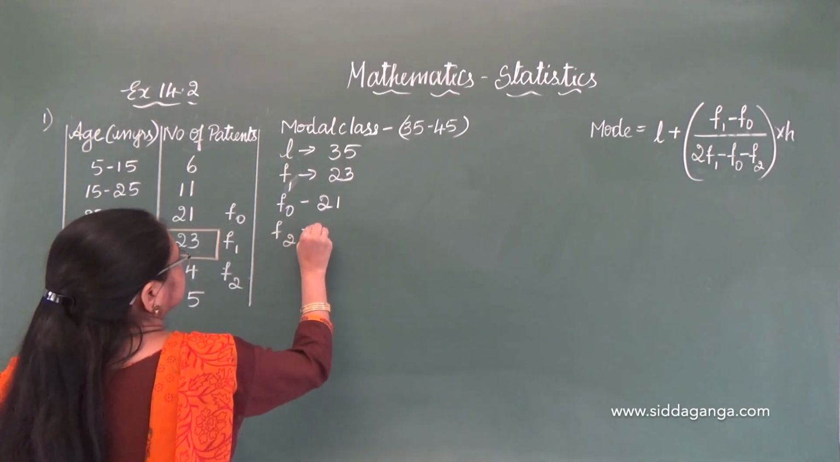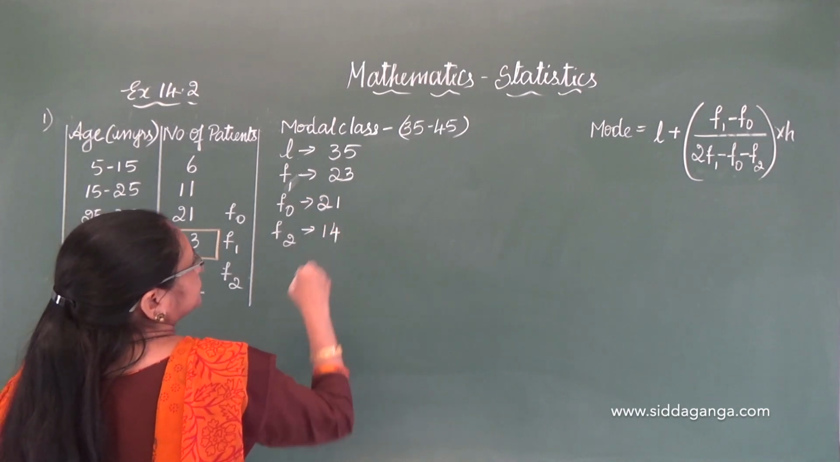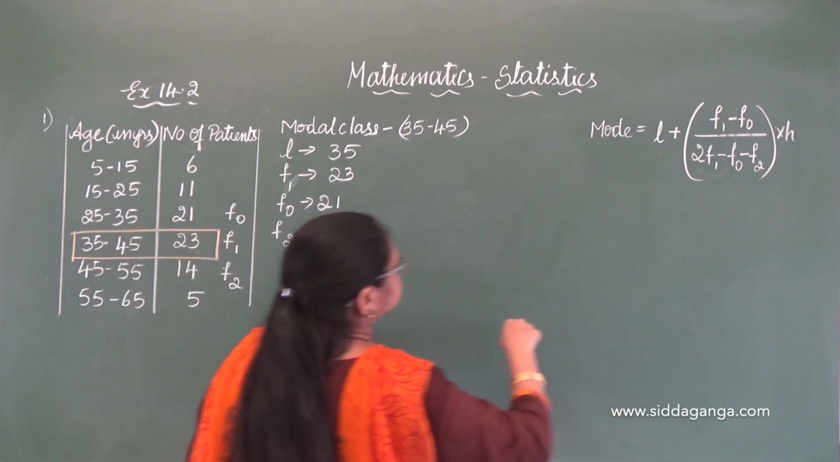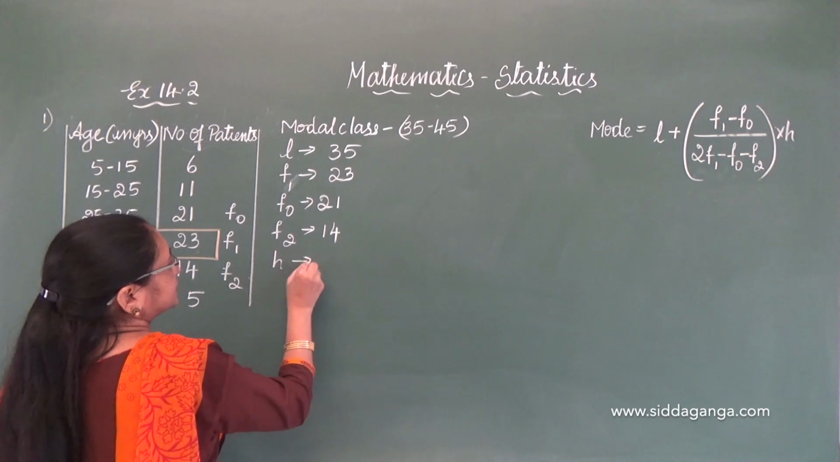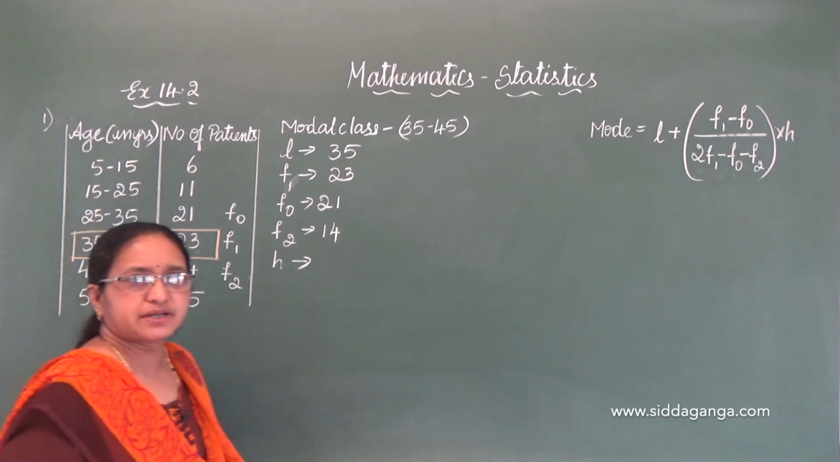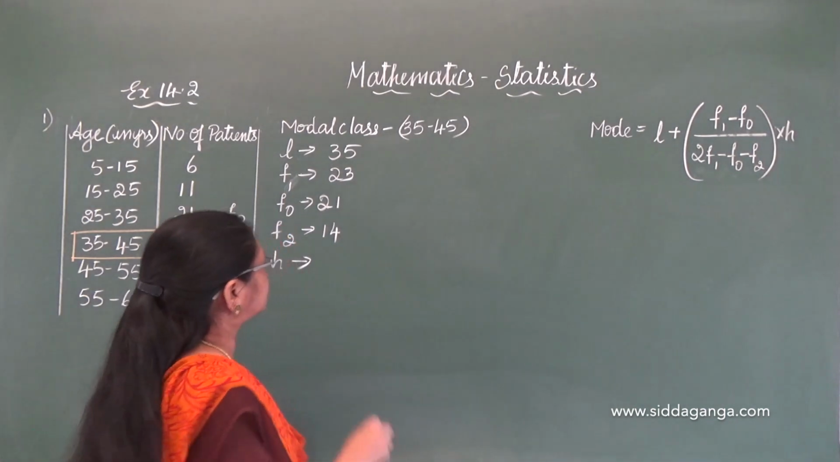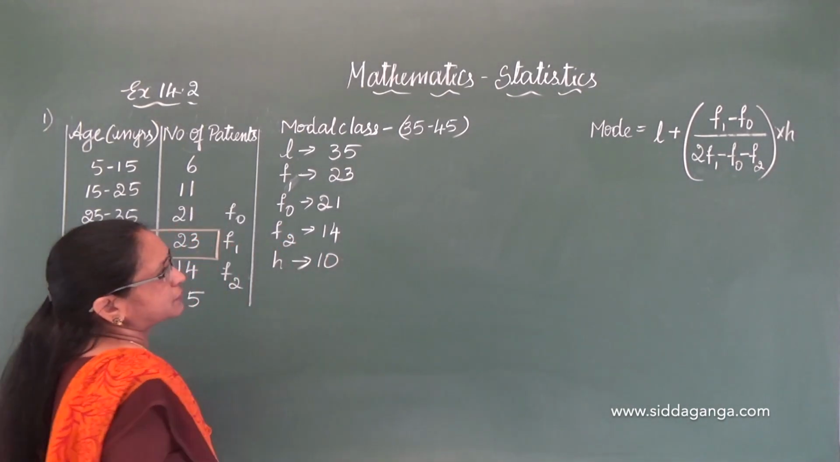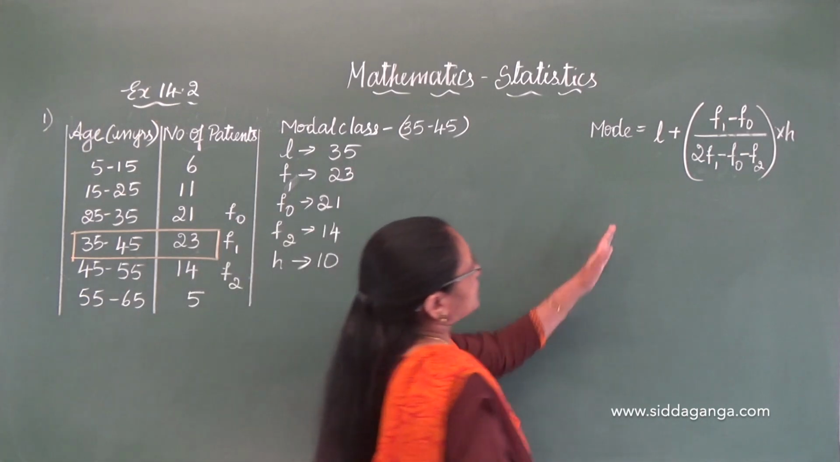F2 is 14. Then what else do we need? We need h. h is the class width, 15 plus 5 divided by 2, which is 20 divided by 2, that is 10. Okay, now let me work it out here.